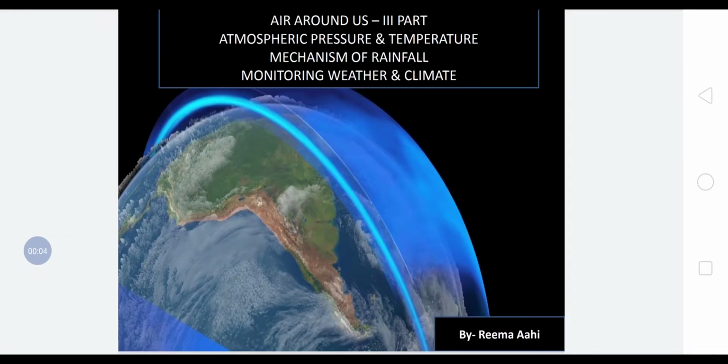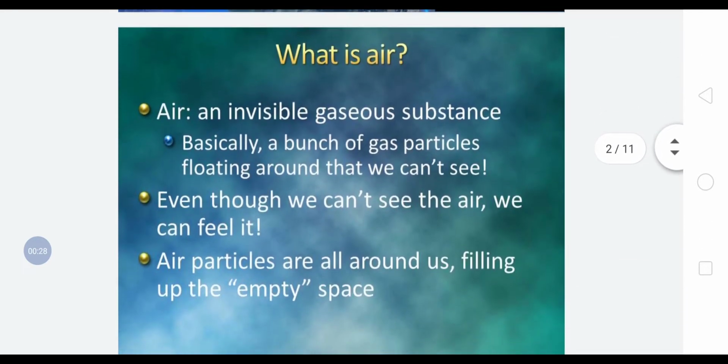We have now reached the third part of chapter 4 of class 7th, that is Air Around Us. In this chapter, we are going to study atmospheric pressure and temperature, then the mechanism of rainfall, and then monitoring weather and climatic conditions. So let us start. What is air?